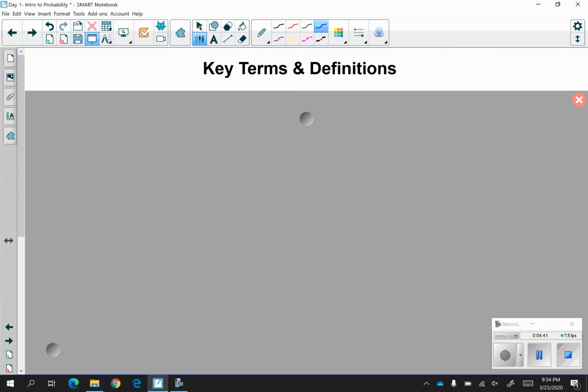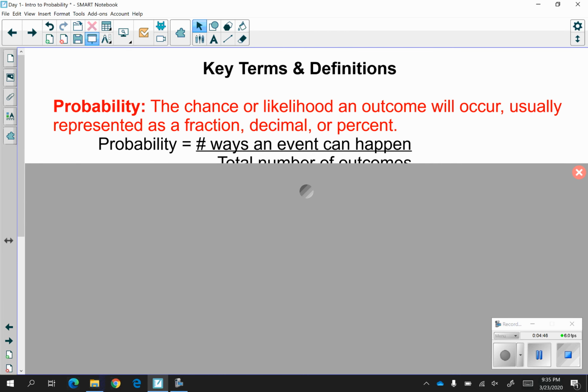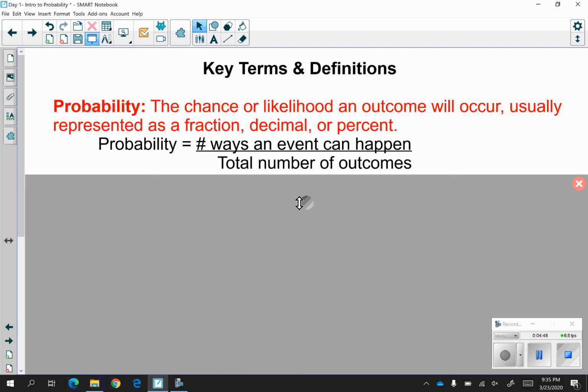So let's go over some key terms and definitions. The first one is probability. So it's the chance or likelihood an outcome will occur. It's usually represented as a fraction, decimal, or percent, and in all of your homework assignments, I'm going to ask you for the fraction. It's the number of ways an event can happen over the total number of outcomes. So usually what you're looking for over how many total.